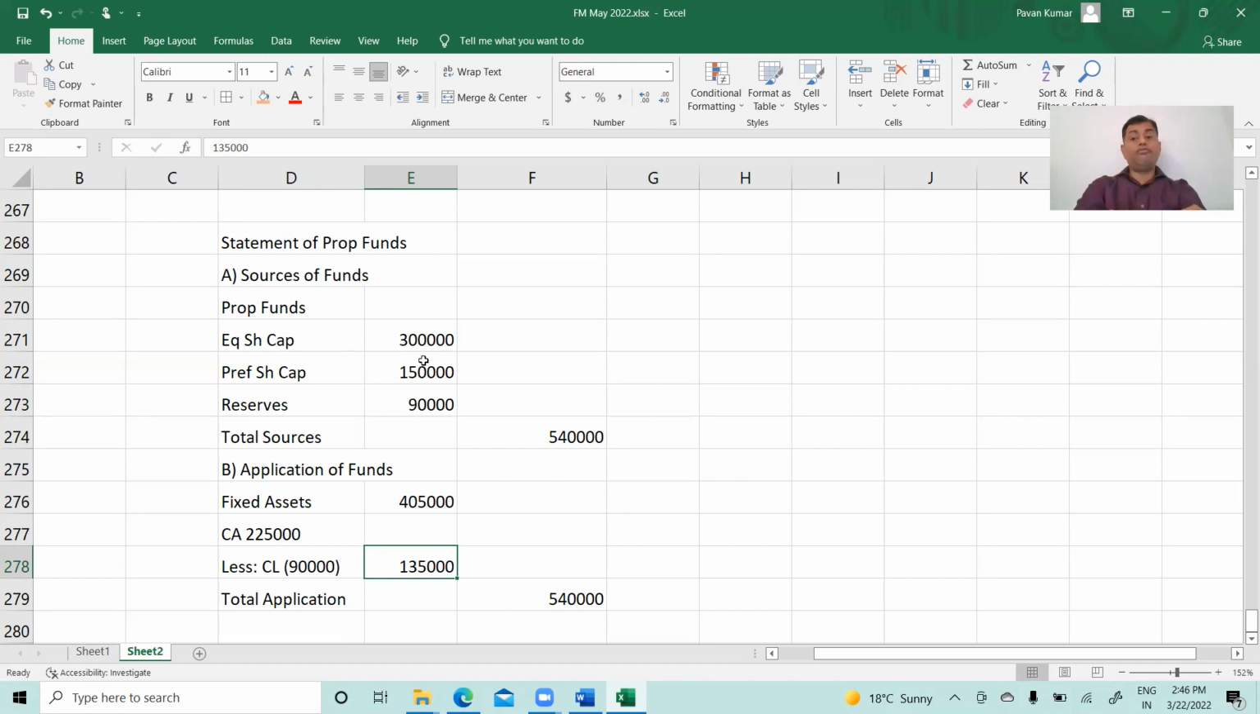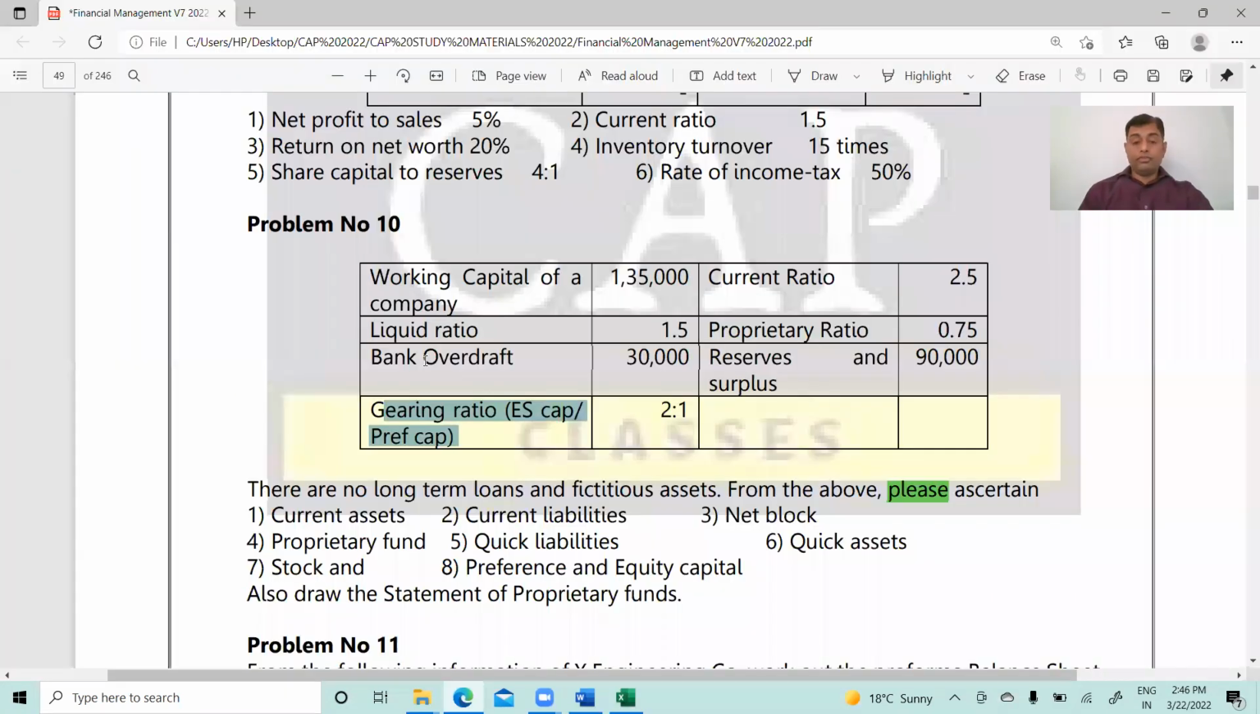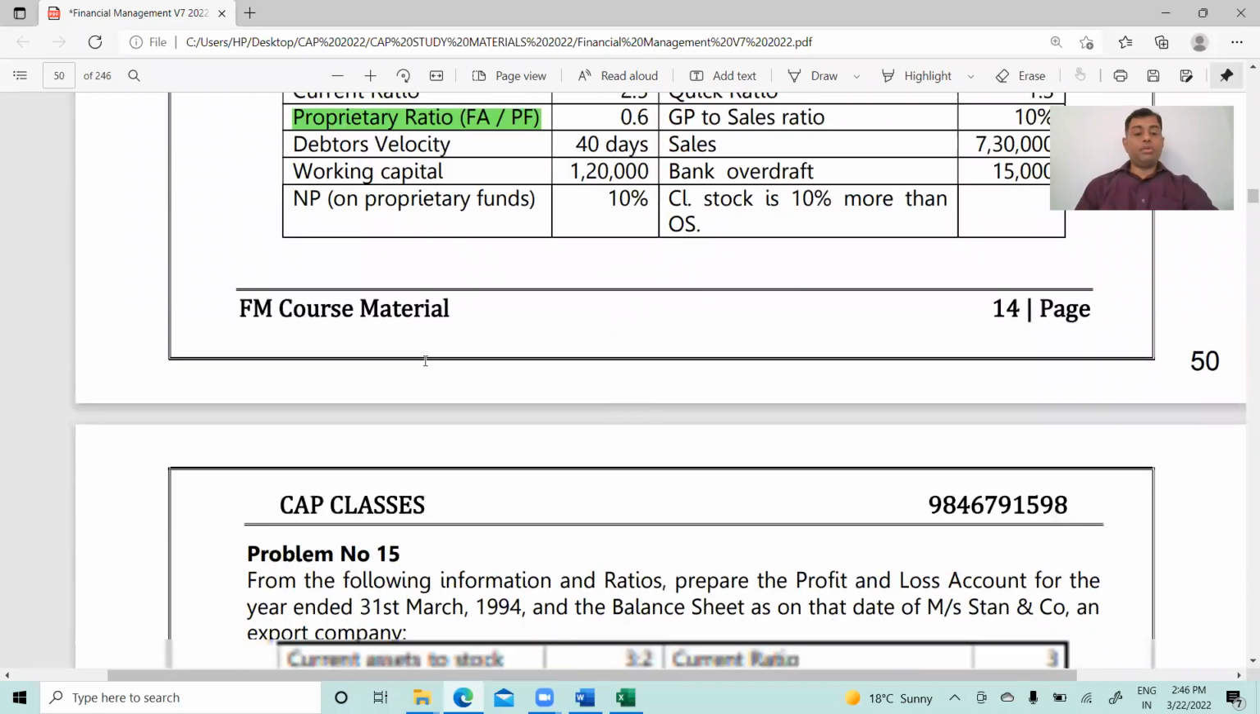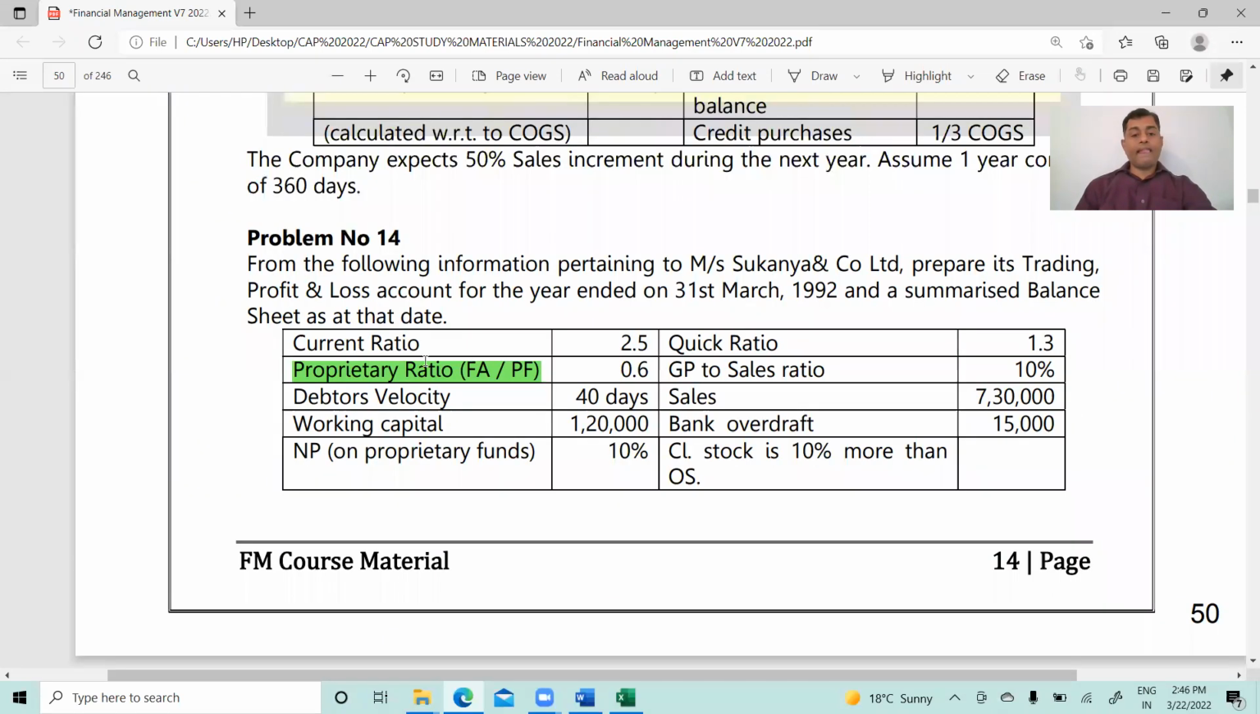Very good. So now 14th problem, same model. Read 14th problem once more. From the following information pertaining to Miss Suhanya and Co. Limited, prepare its... wait, what is this?